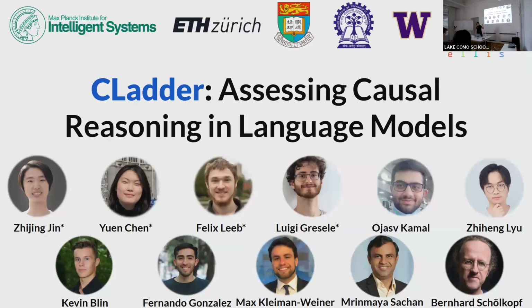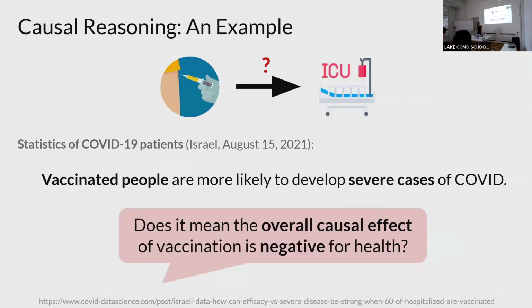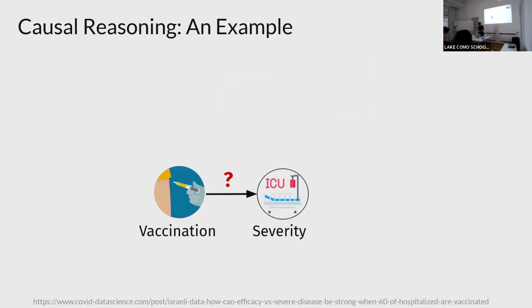We will unfold this work on both assessing it and proposing a better causal reasoning method. For the assessment, let's motivate the case. A very realistic data science question: in COVID time, suppose people get the Israeli data from 2021, and the data scientist has a disaster in that vaccinated people are highly correlated with severe cases of COVID. When a news article is needed or the public needs information, does it mean that the overall causal effect of vaccination is negative for health? This realistic question brings us to the causal link between vaccination and disease severity.